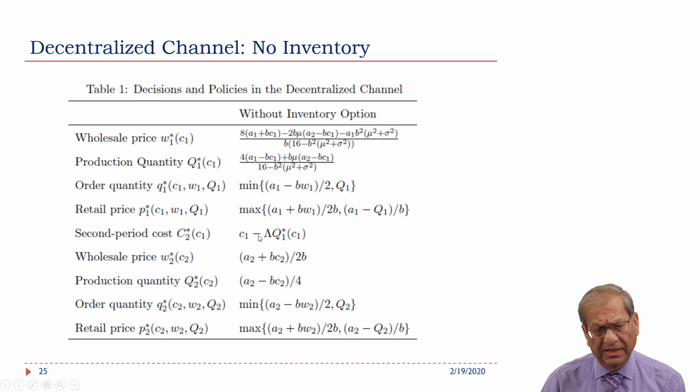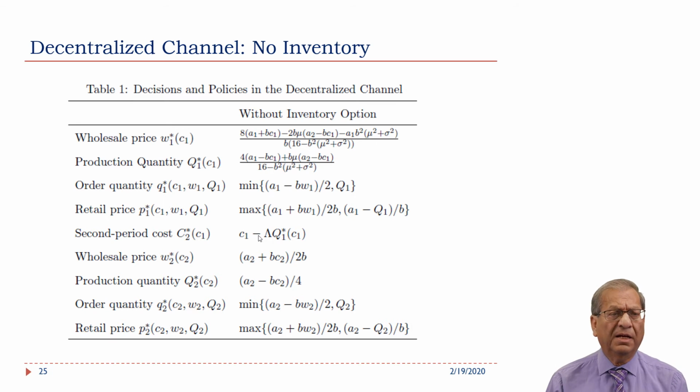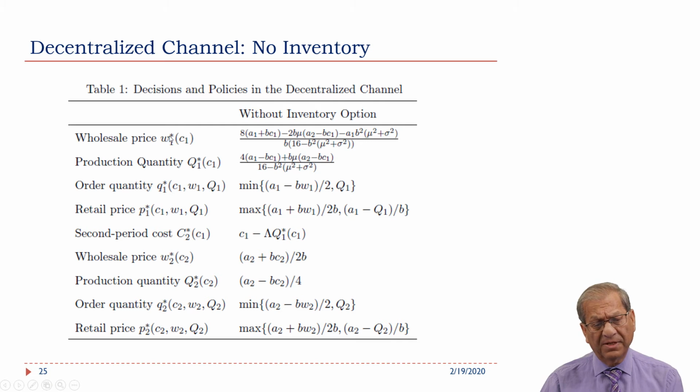Next we can solve this problem by using backward induction, and when we solve that, we can find out the wholesale price and the production order quantity, and then the ordering quantity, etc. Now, let us see how we implement that decision. So first we solve this problem using backward induction, and then we have this solution in our hand as a table. So the manufacturer looks at C1, looks at the table, and gives you the wholesale price. Similarly, he looks at the table and gives you the production quantity.